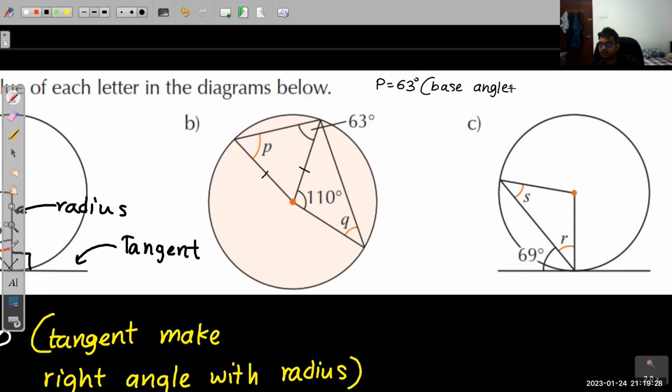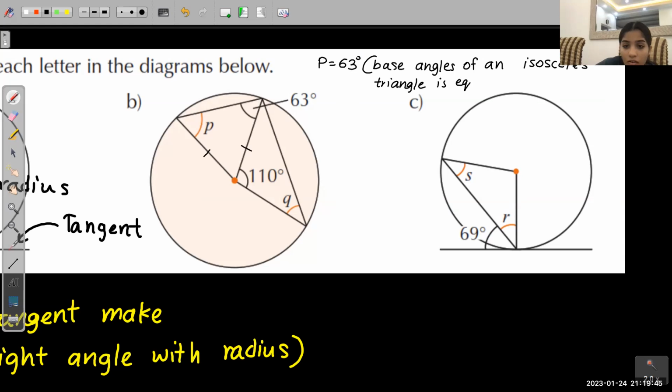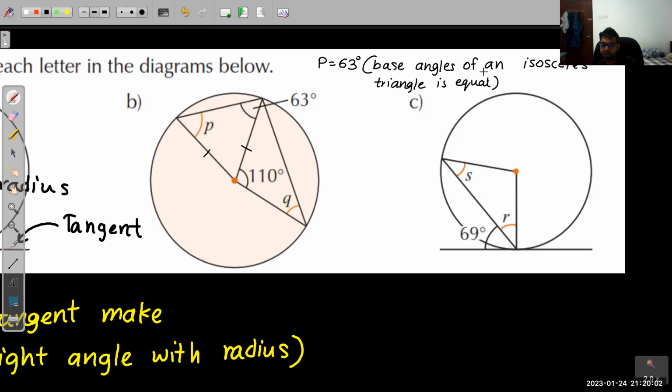Base angles of an isosceles triangle are equal.